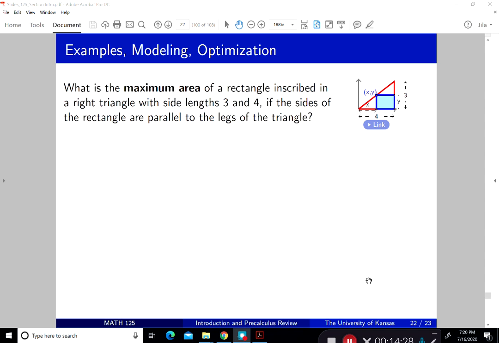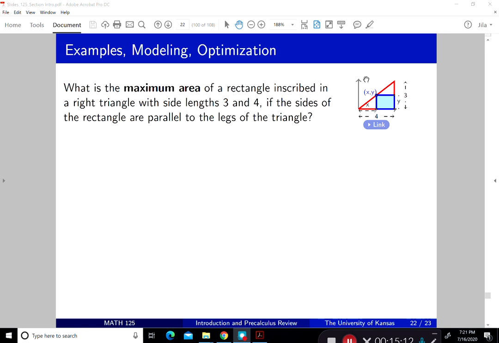Example: modeling optimization. In pre-calculus, there are a few functions that we can optimize using either algebra or trigonometry. One of them is the quadratic function, and we're kind of expecting this because it's part of the pre-calculus review. The question is asking, what is the maximum area of a rectangle inscribed in a right triangle with side lengths 3 and 4 if the sides of the rectangle are parallel to the legs of the triangle?